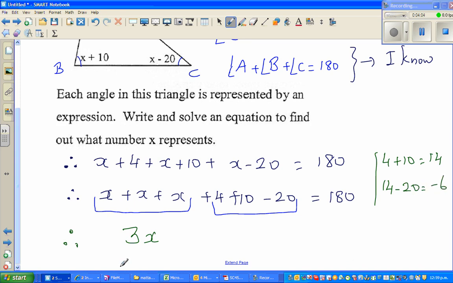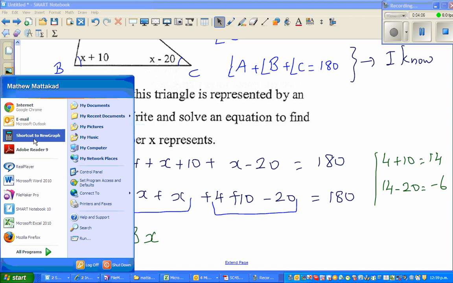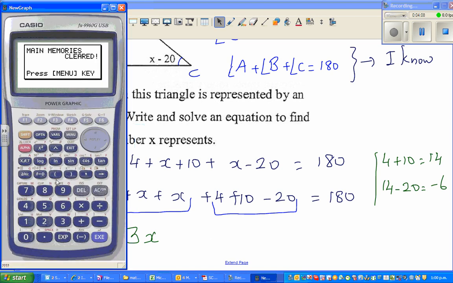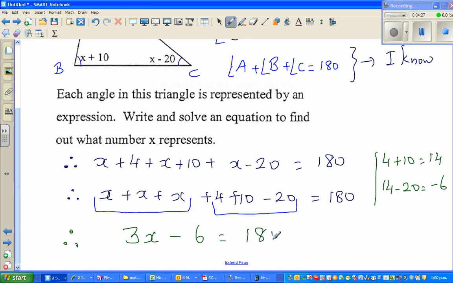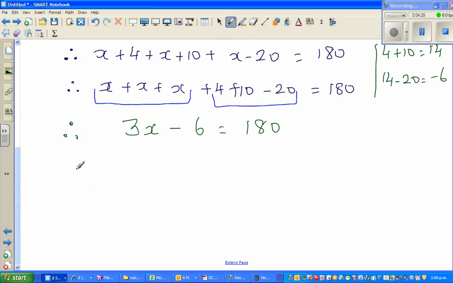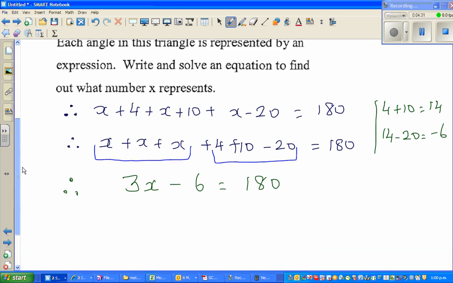It's always good to check on a calculator. If you are not sure how to do this, you can get your calculators out. You should know this though, but the calculator will help you. It's always good to check your 4 plus 10 minus 20, or take away 20, is minus 6. So I can write 3x minus 6 is equal to 180. Now I want to find the value of x. That's what we want to do.